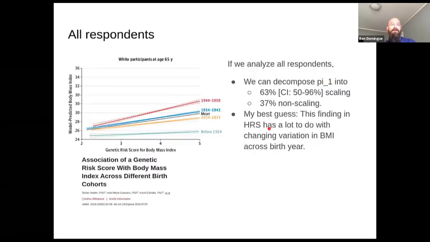If we now look at the full data set, we can play the same game with the decomposition and observe that 63% of the variation in the G by E that we're estimating is due to scaling. So my best guess at this stage, if you ignore the problems of RGE and selection, and just take the data on the ground in which it's presented in that original paper, is that their finding is largely driven by changing variation in BMI across birth year.